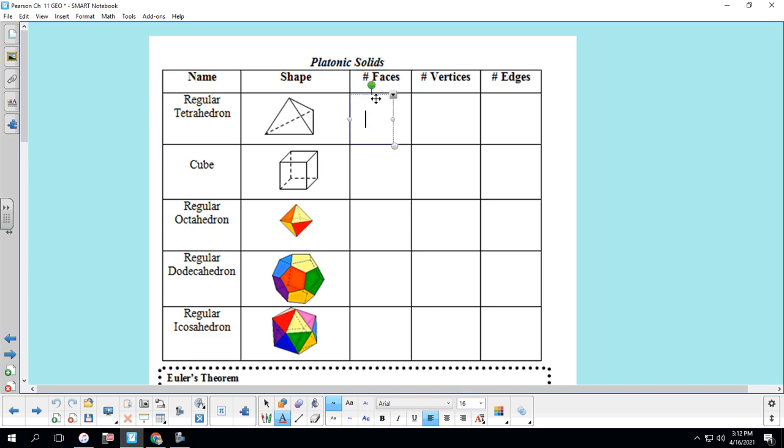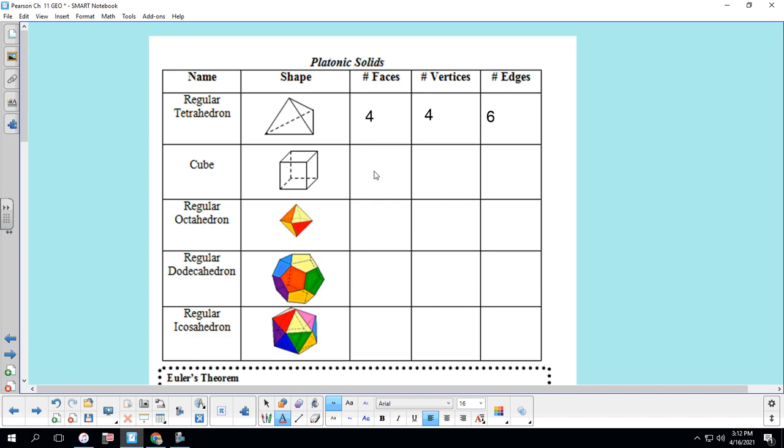All right, so let's get some information down here. For a regular tetrahedron, if we count the faces, we got 1 on the front, 1 on the side, 1 on the back, and 1 on the bottom. It's 4. That's where the tetra comes in. It has 1, 2, 3, 4 vertices. And edges, if we just count the lines, it's 1, 2, 3, 4, 5, 6 edges.